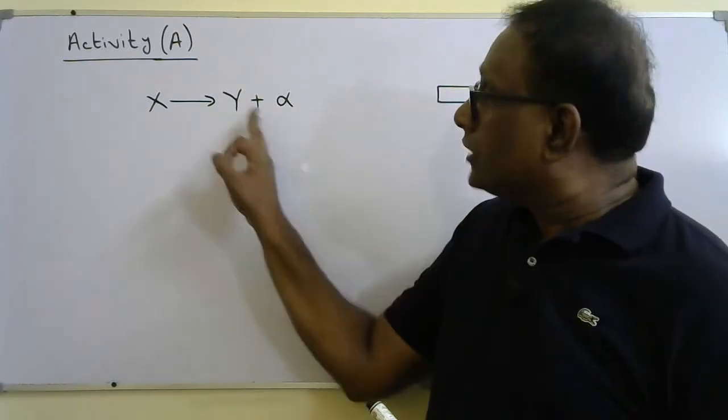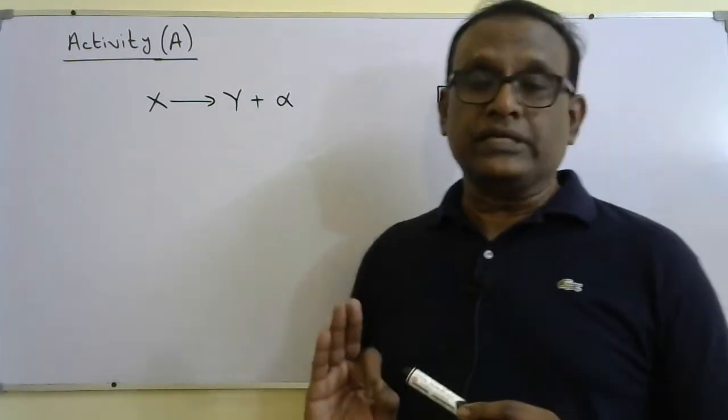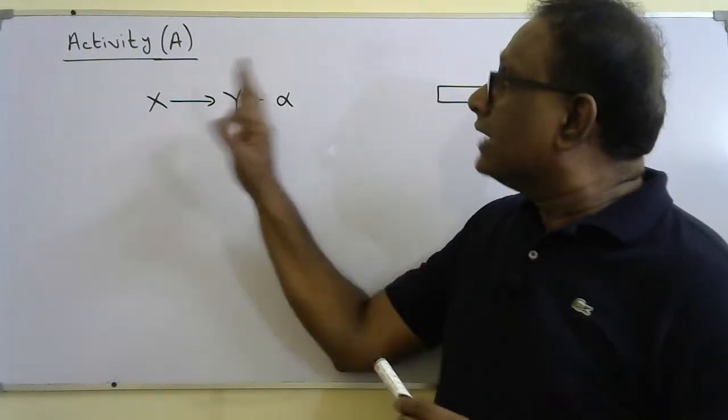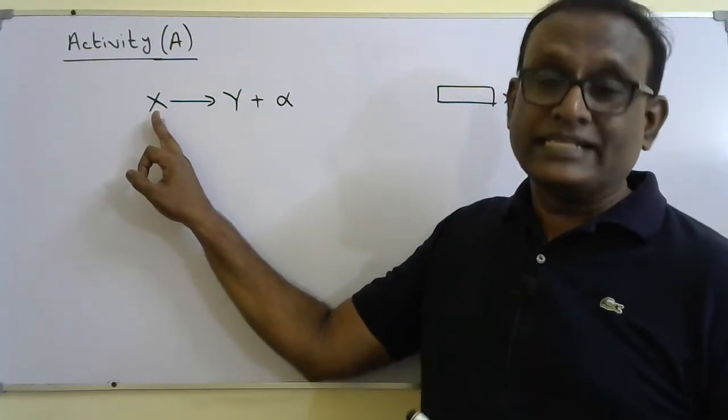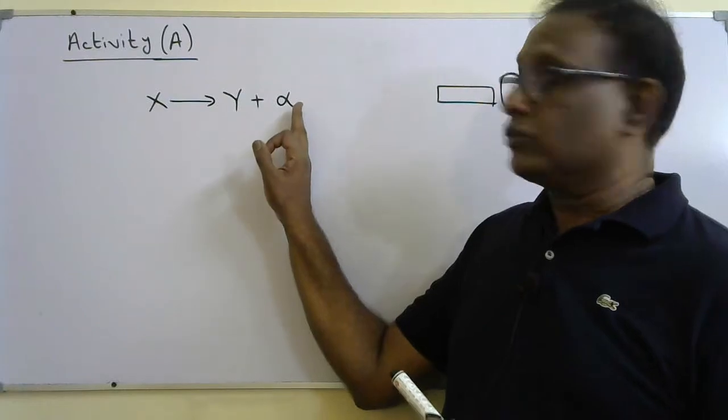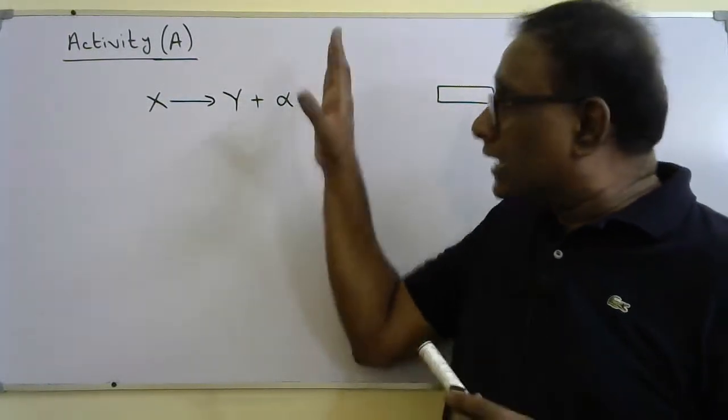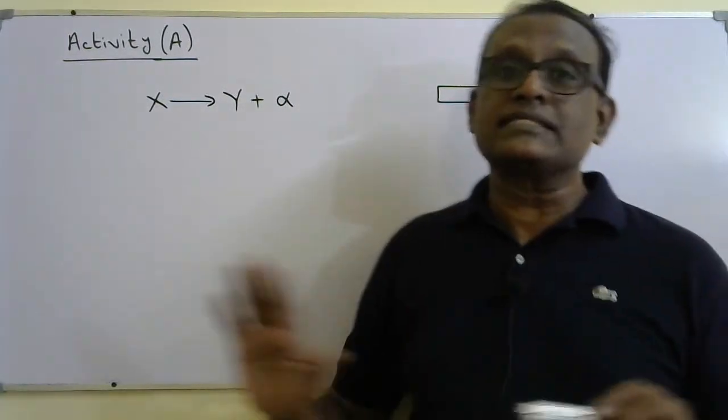So if the daughter nucleus is a stable nucleus, theoretically the activity, meaning the number of decays per second, the rate of disintegration, and the count rate, the number of alpha or beta counted per second, will be the same.